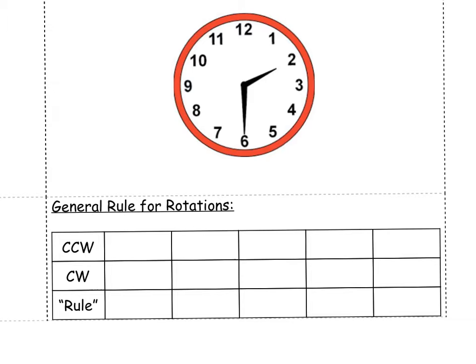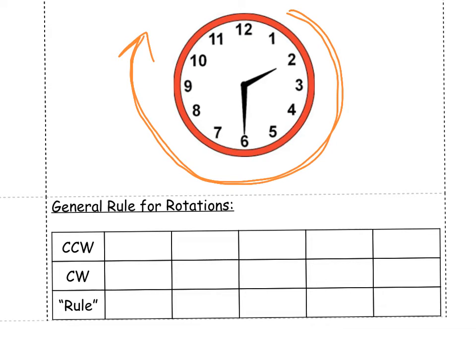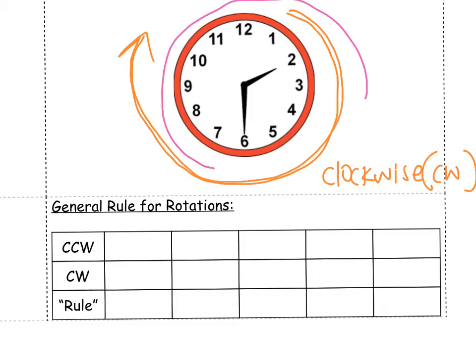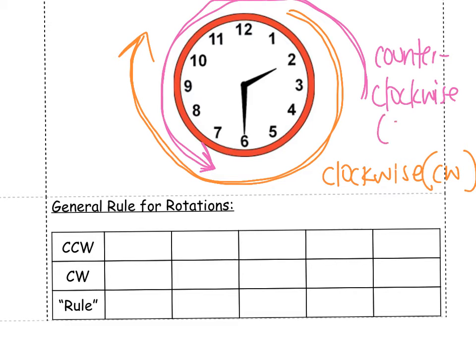Here, the first thing you notice is we have a clock, because when we talk about rotations, we have 2 different directions we can rotate. The first way is if we go in orange around with the numbers going lower to higher, that is clockwise. We'll represent clockwise with CW. If we go the other way, so in the pink, if we rotate the other direction around our clock, it's called counterclockwise. And we note that using CCW.